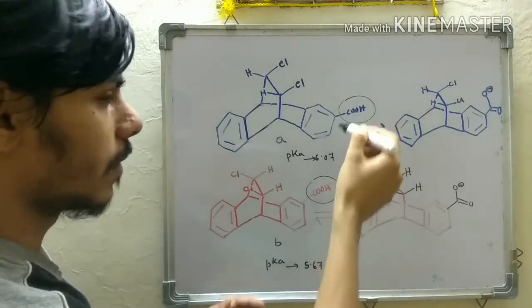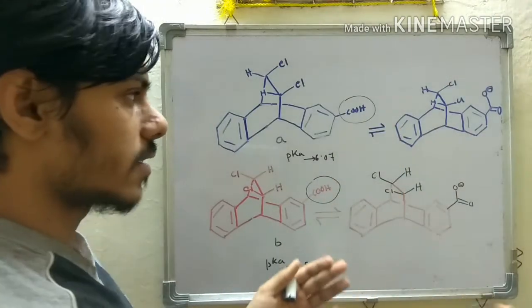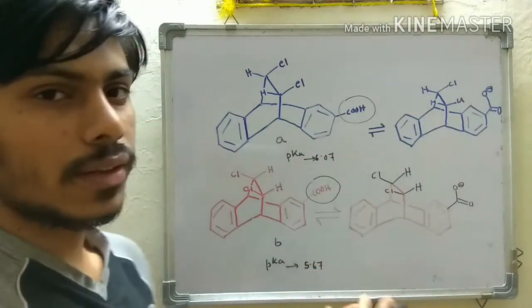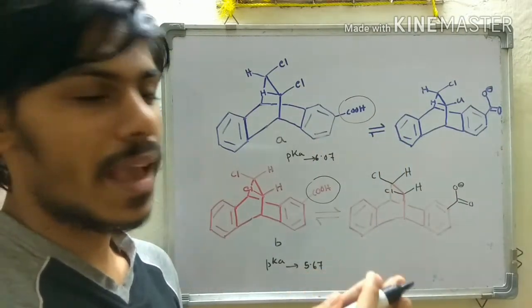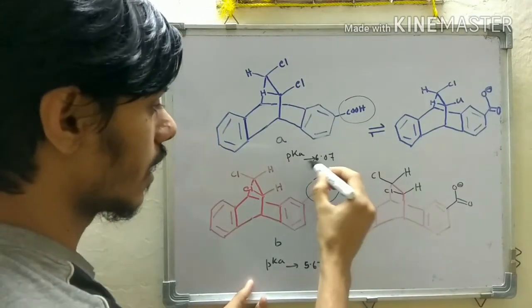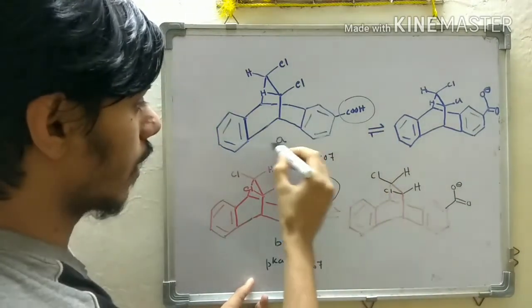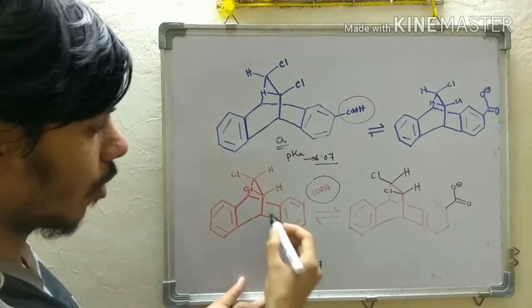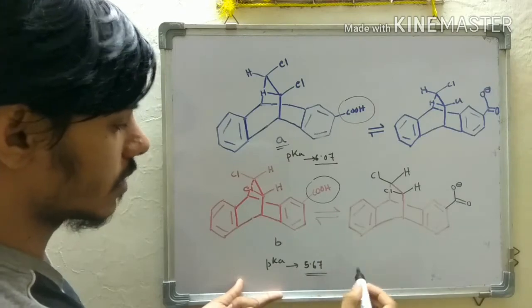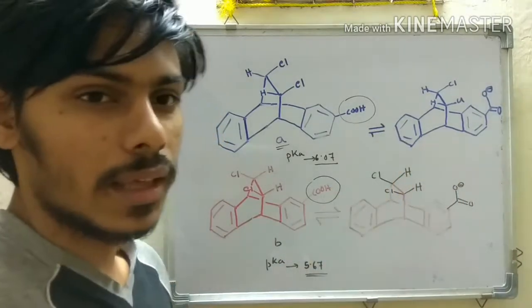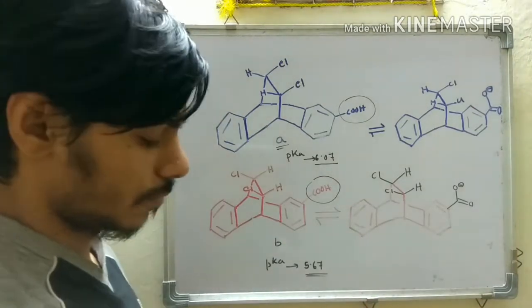So you can see the carboxylic acid group is far apart from these chlorine atoms, and their positions are the same. So the nearest chemical environment of these carboxylic acid groups is the same, and so you would expect the same acidity, that is the same pK value for these compounds. But you can see the pK value for molecule A is 6.07 and that of molecule B is 5.67. That means molecule B is more acidic than molecule A. Now why is the difference?